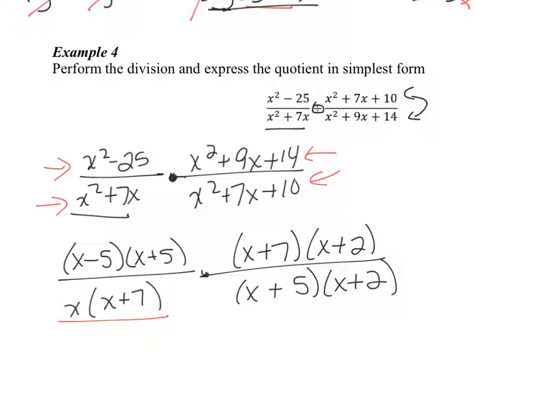So now we cross out like factors in the top and the bottom. So x plus 5 is in the top and in the bottom. x plus 2. This is the best part. It's just the best. Plus 7, plus 7. And then all we're left with is these two.